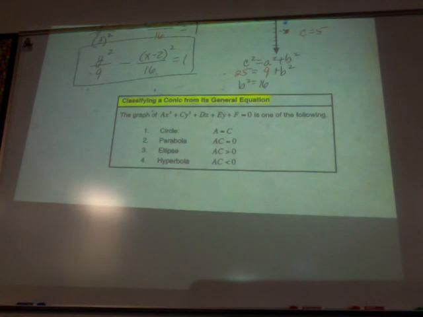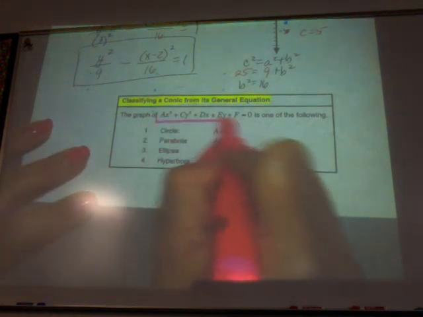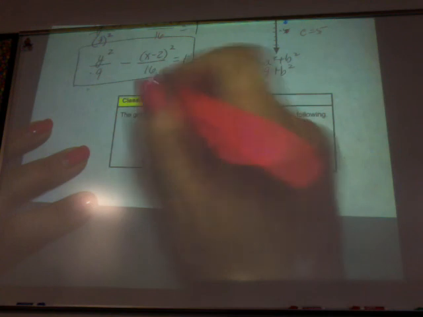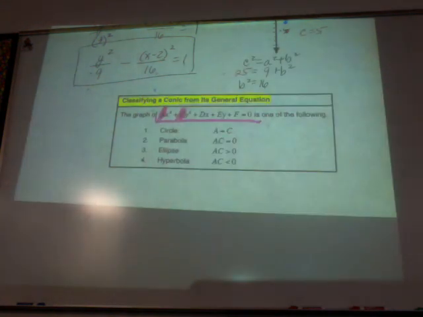Let's say that I gave it to you in the form of example 2 above. Okay, so just look at example 2 above. That's what they're saying here. It's in this form right here. All I care about is A and C. A and C are the coefficients of what terms? The x squared and the y squared, right? The squared terms. I don't care about really any other one.